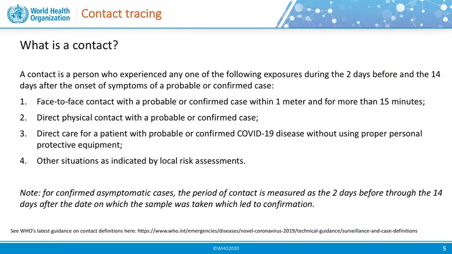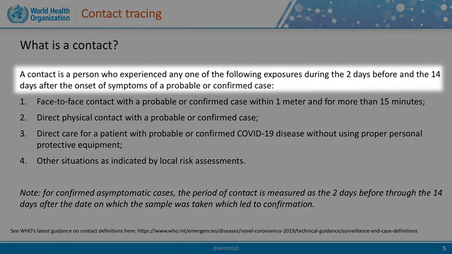Once a laboratory confirmed case is identified, it's important to identify all of the contacts, all of the people who were in close contact of that confirmed case. WHO describes a contact as a person who has experienced any one of the following exposures during the 2 days before up to 14 days after the onset of symptoms of a probable or confirmed case.